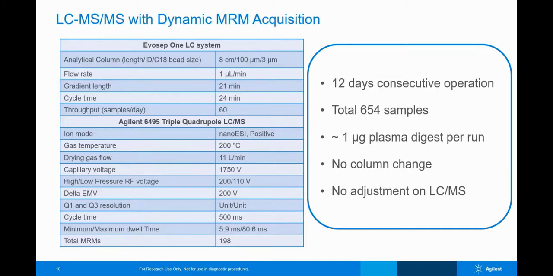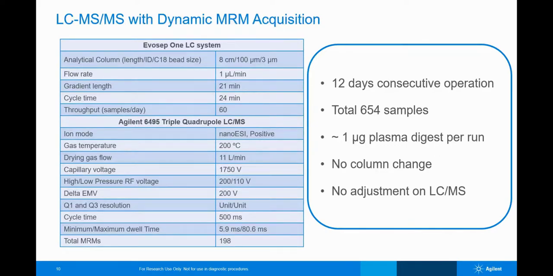We used an analytical column provided by Evosep. The column is 8 centimeters long and 100 micrometers ID. And for the flow rate, we used 1 microliter per minute. The LC gradient length is 21 minutes, including the injection and the post-gradient washing. The cycle time is 24 minutes. So this allows us to inject 60 samples per day.